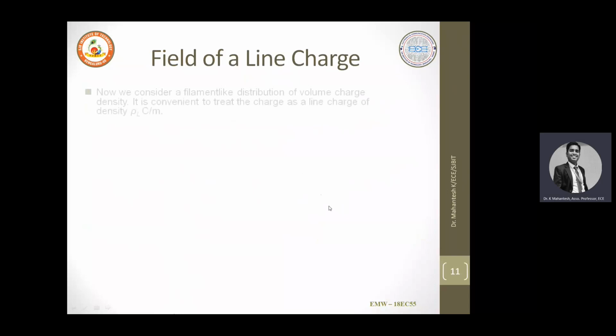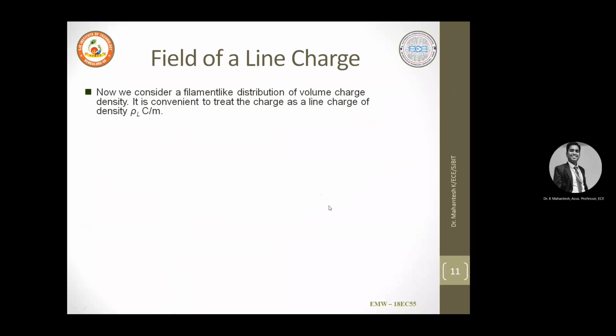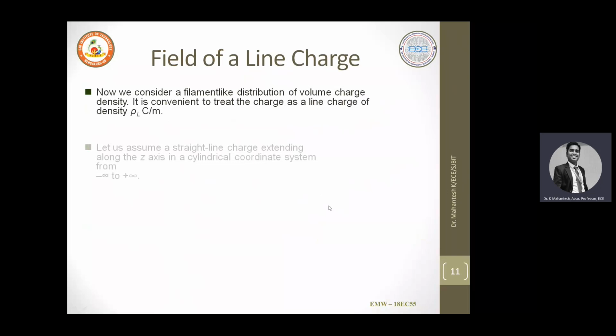So now let us try to calculate the electric field due to a line charge. Till this point, we have considered two types of charge distribution: the point charge and charge distributed throughout the volume with a density rho v coulombs per meter cube. Now consider a filament-like distribution of volume charge density, such as a very fine sharp beam in a cathode ray tube, or a charged conductor of very small radius.